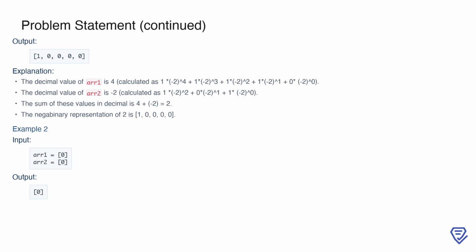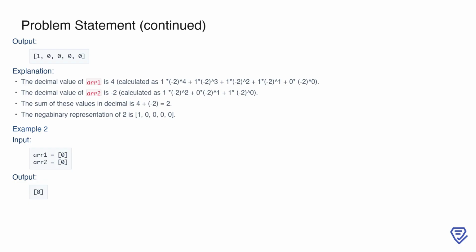To understand this, we first calculate the decimal values of ARR1 and ARR2 based on their Negabinary representations. For ARR1 equals 1, 1, 1, 1, 0, the value is 4, derived from the formula 1 times (-2)^4, plus 1 times (-2)^3, plus 1 times (-2)^2, plus 1 times (-2)^1, and finally 0 times (-2)^0. Similarly, for ARR2 equals 1, 0, 1, the value is -2. Adding these, we get 4 plus -2, which equals 2. Finally, converting 2 back into Negabinary gives 1, 0, 0, 0, 0.